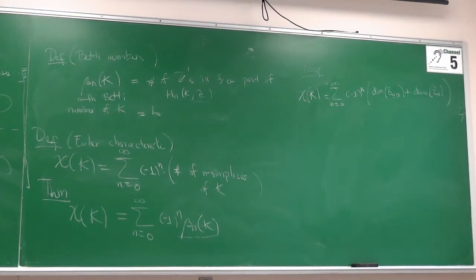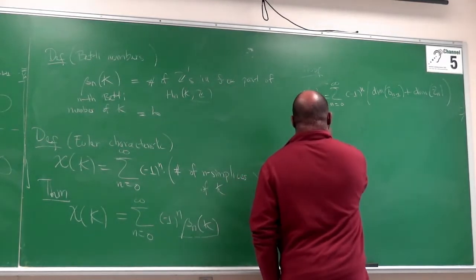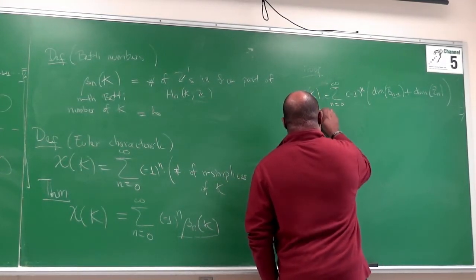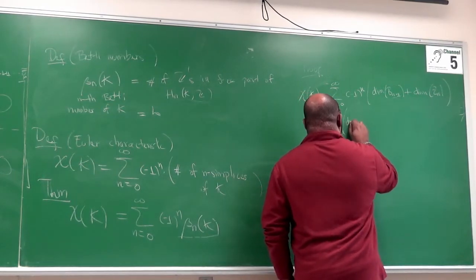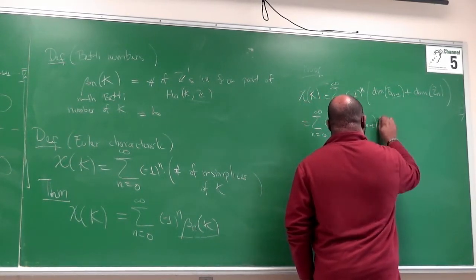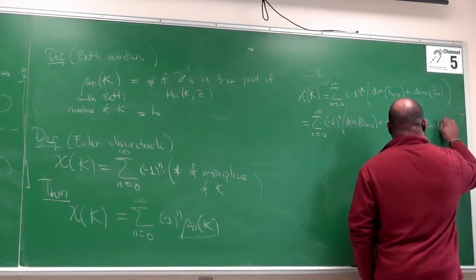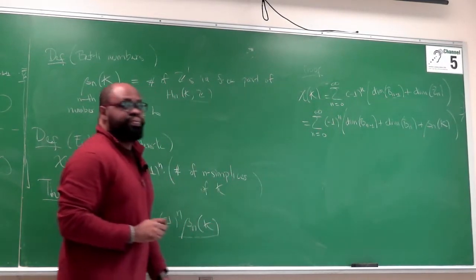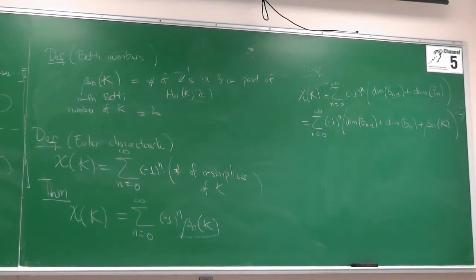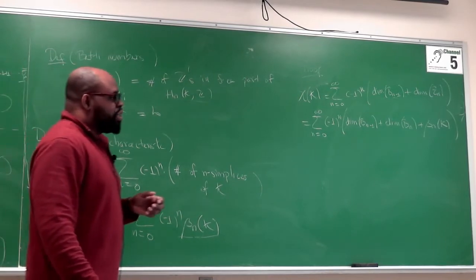And we also showed that Z_n can be computed as the dimension of B_n plus the Betti number. So B_{n-1} plus the dimension of B_n plus the nth Betti number. Cool. And again, I just substituted this into the Z piece. And now the magic of math, right?